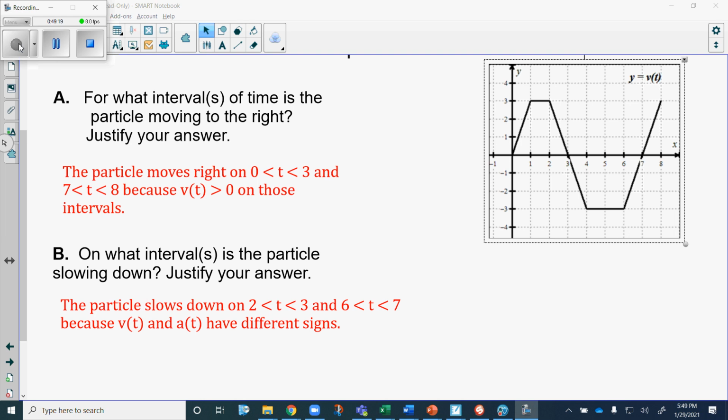Part B, on what intervals is the particle slowing down? In this case, the particle is slowing down on the time interval from 2 to 3 seconds and from 6 to 7 seconds, because that's where acceleration and velocity will have opposite signs. So you see that velocity from 2 to 3 is still positive because it's above the x-axis. However, the slope at that point, its derivative, the acceleration, is negative, and that is where it justifies that we're having something that is slowing down.